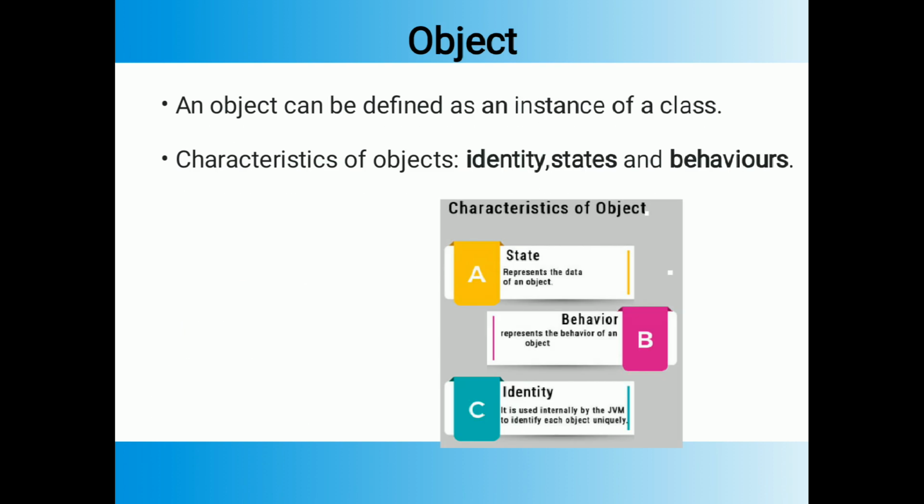Object. It is an instance of a class. Memory is allocated for objects. The three characteristics of objects are: first one, state, which represents the data of an object. Second, behavior, which represents the functionality of an object. Third is the identity, which identifies each object uniquely.